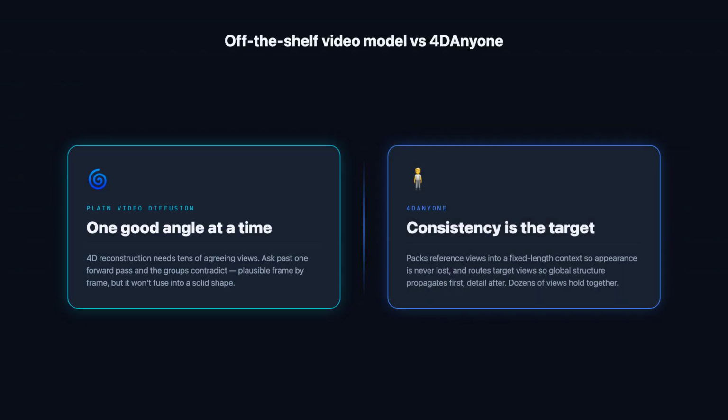4DAnyone treats the consistency itself as the problem to solve. It packs the reference views into a fixed-length context so appearance cues are never lost, and it routes the target views so global structure propagates first and fine detail is refined after. Now the dozens of views hold together well enough to reconstruct.